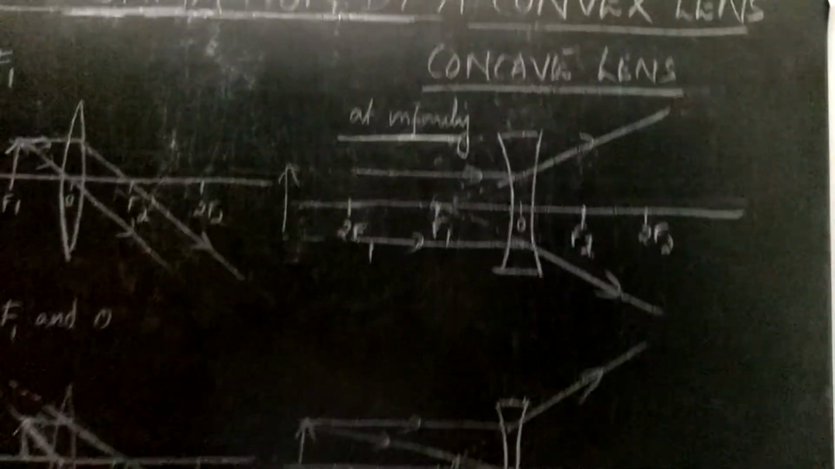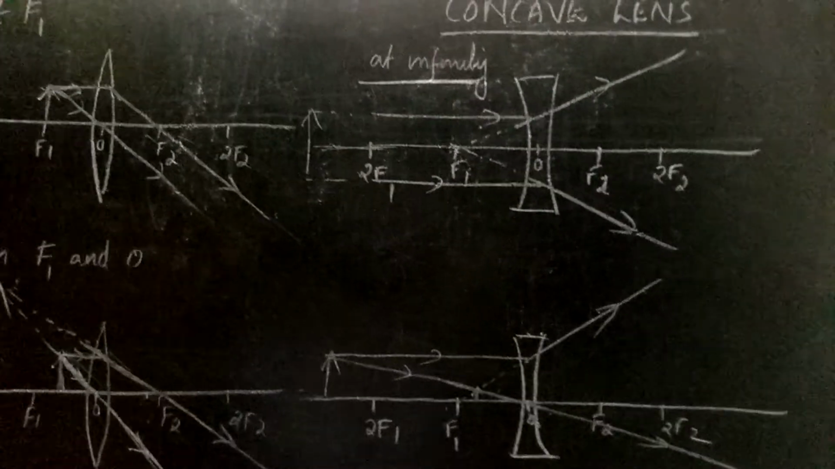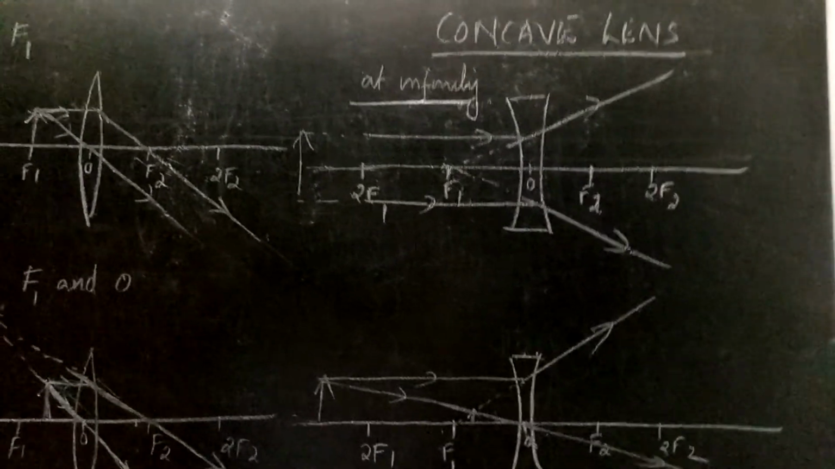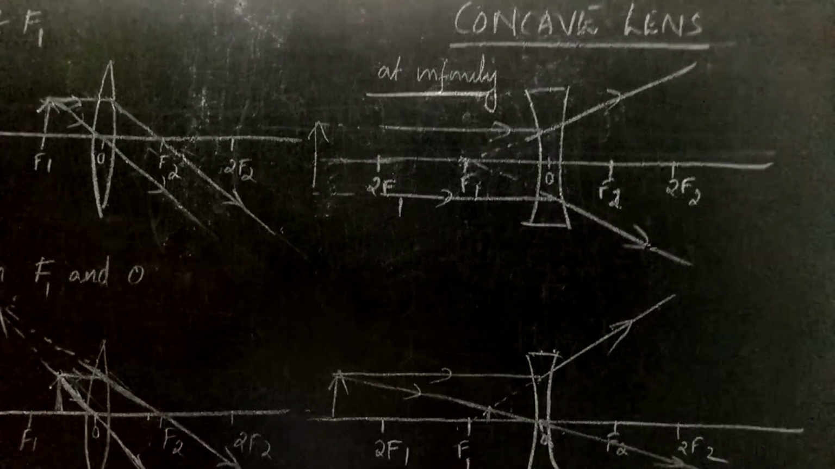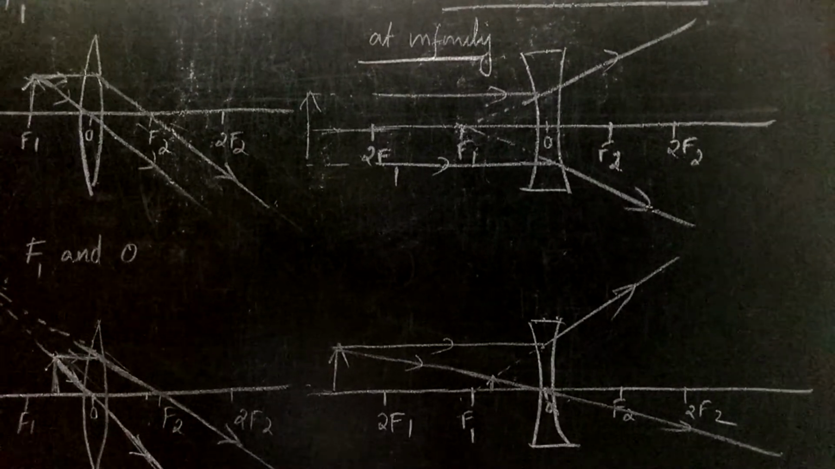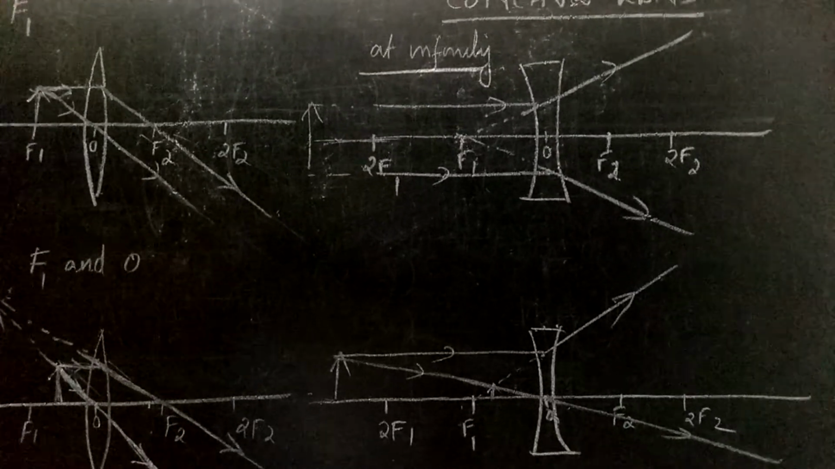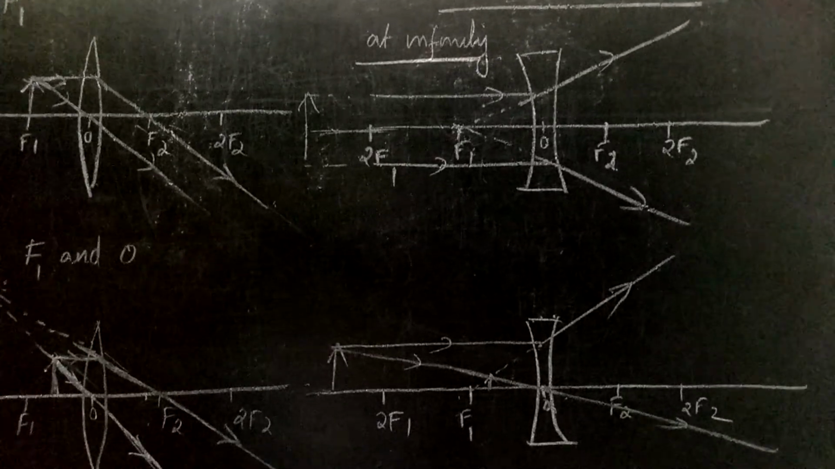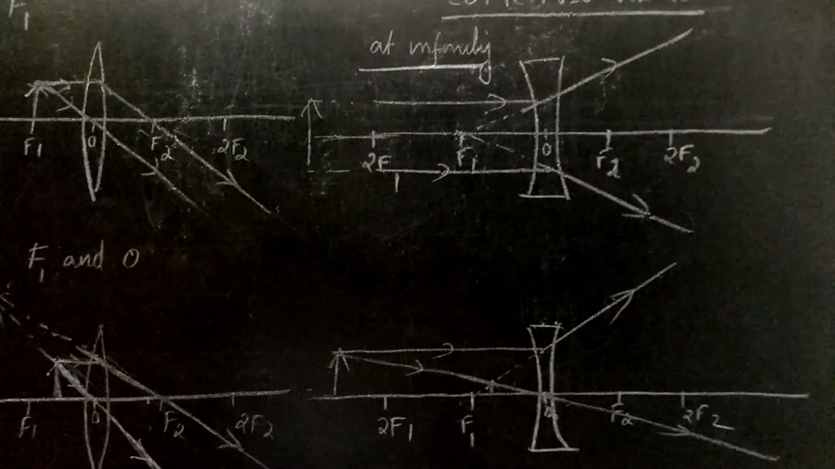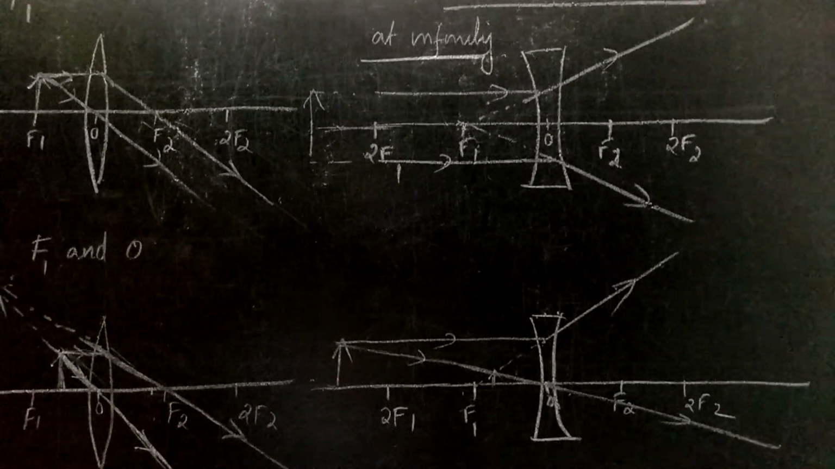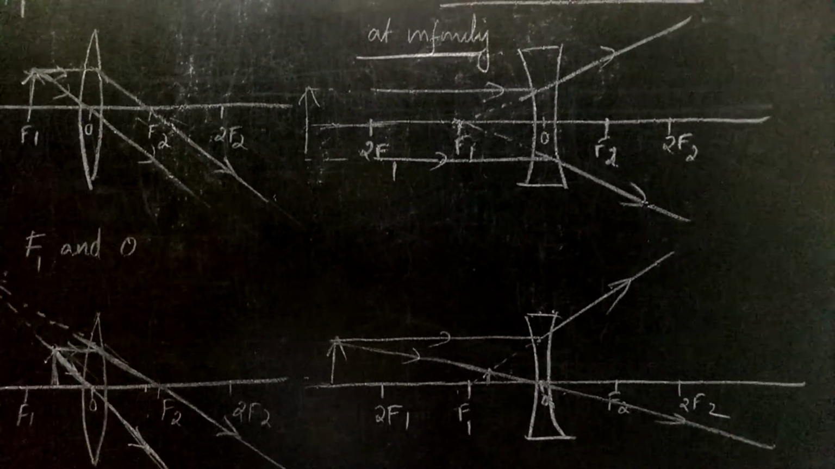So in the case of the concave lens, we can see only two image positions. That means when the object is at infinity, the image will be formed at the focus and it will be virtual, erect and highly diminished. And the next position, wherever the object is between infinity and optical center, the image will be formed on the same side. It will be between F1 and O, and it will be virtual, erect and highly diminished.